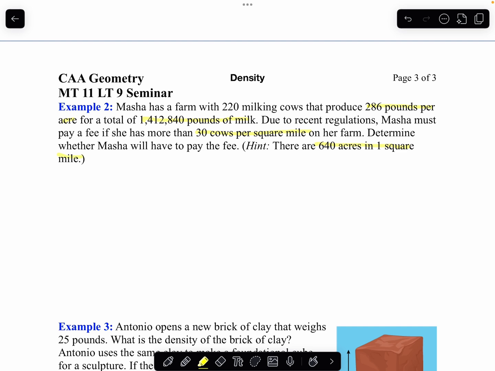So I think what we're going to do is take our milk and convert that to acres. So we have 1,412,840 pounds of milk. I'm actually going to divide it by 286 pounds per acre.